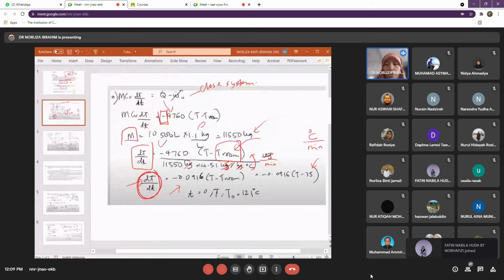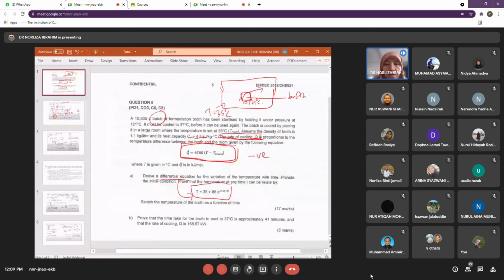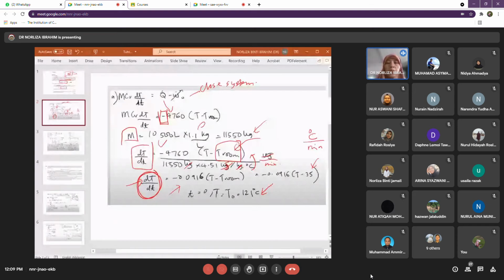And then the initial condition is 121. It's not 35. 35 is the room temperature. So we are not interested in the change with respect to time with regards to the room. We are interested in the broth.